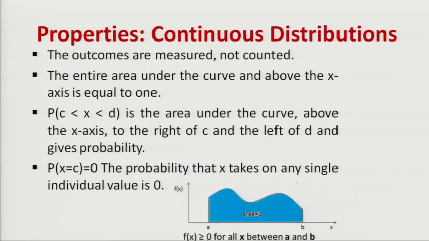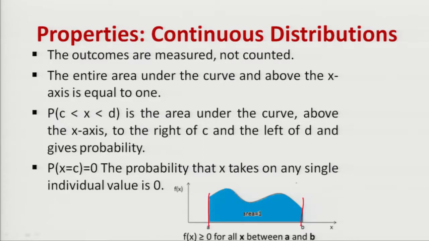Now, what are the properties of continuous distributions? There are certain properties of continuous distribution. First of all, here outputs are measured, not counted. Like in a discrete probability distribution, we just count the output 1, 2, 3, 4, 0.1, 0.2, 0.3. Here we just measure the value by this integration, like in the case of temperature, and usually it is defined by a curve.